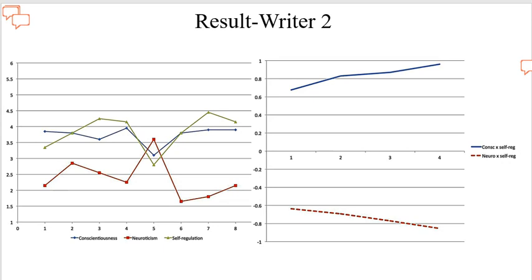This is the result of writer 2. Writer 2's raw data shows moderate scores on SRC and conscientiousness, with lower scores on neuroticism. Overall, she shows more than a half-point increase in SRC scores from the beginning to the end of the study.